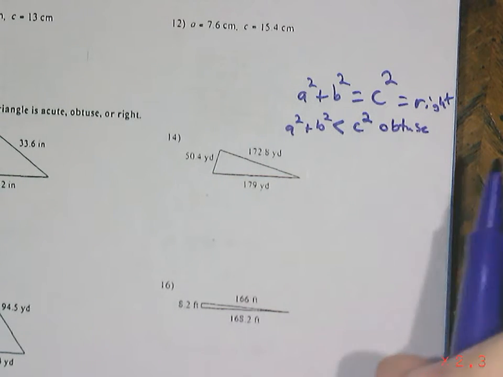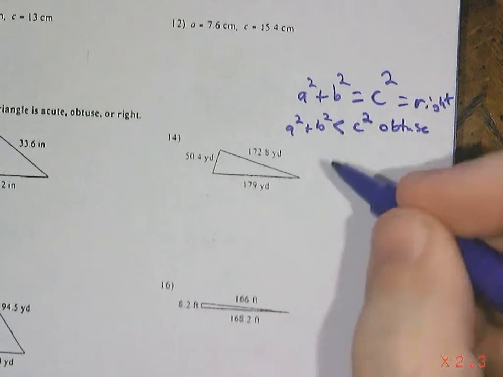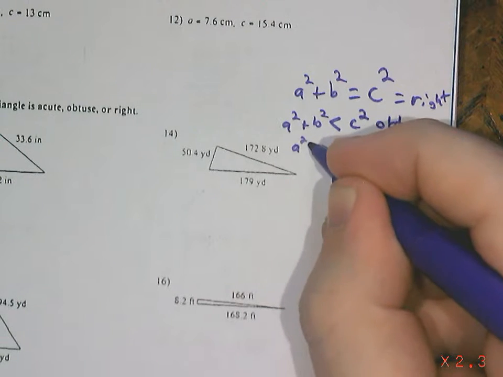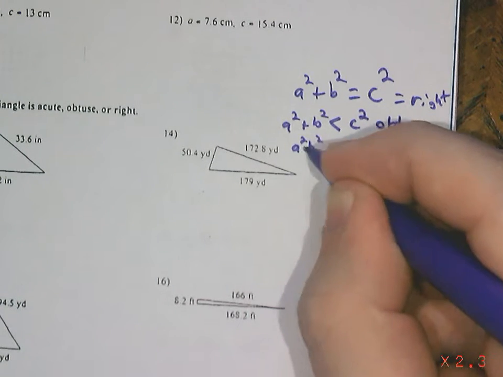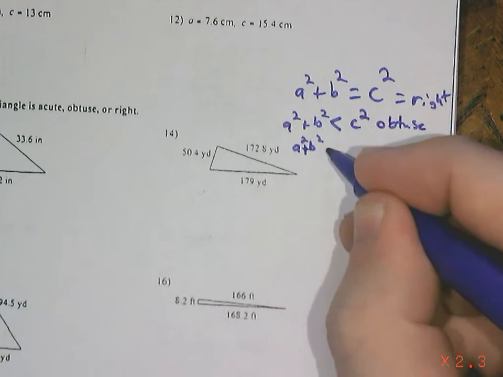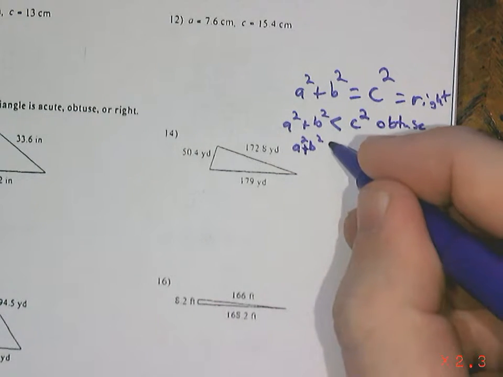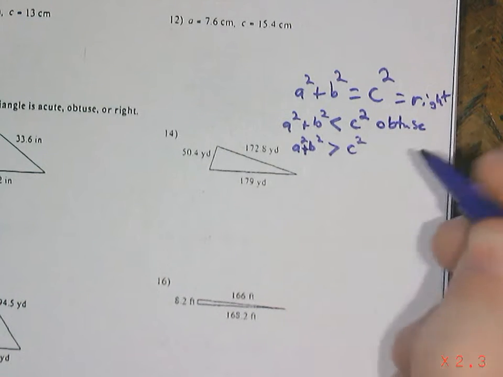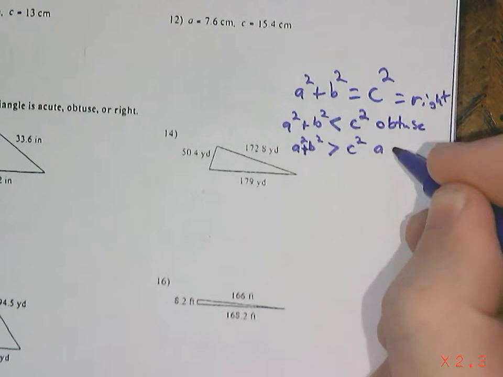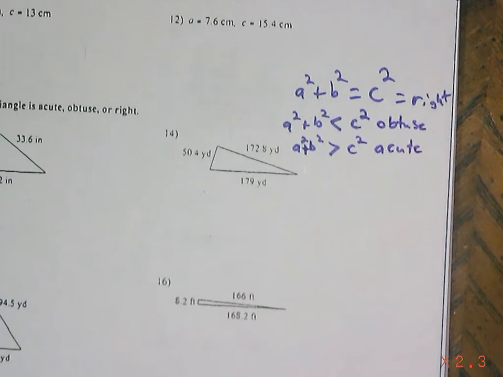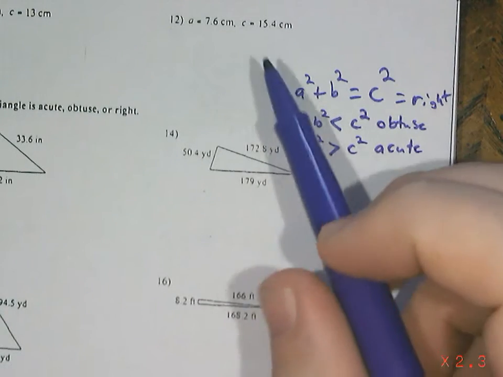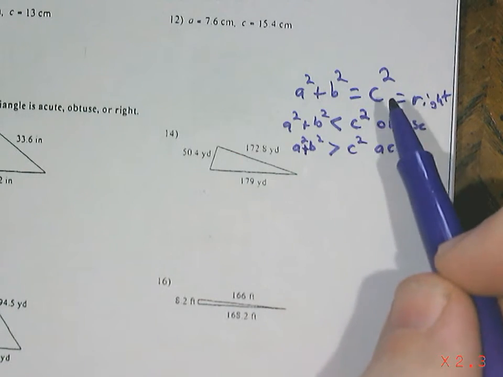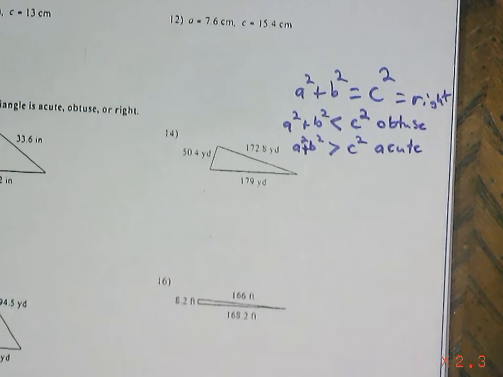And then if you take those smaller sides, square them and add them together, and it is greater than that longest side squared, it's a cute triangle. Very, very cute triangle. So given what those side lengths are in comparison to the longest side, you can tell if the triangle is going to be a right, obtuse, or acute triangle.